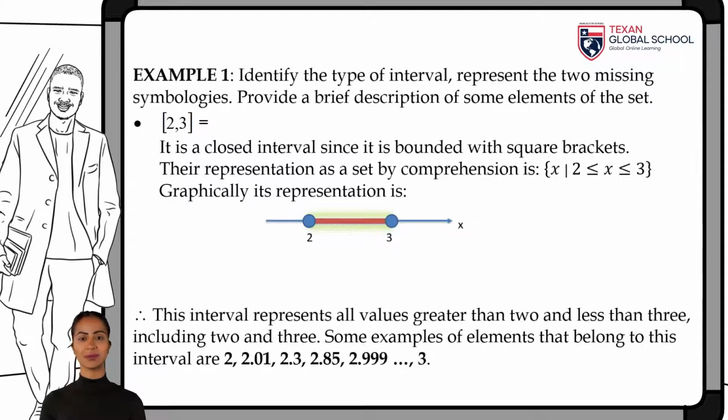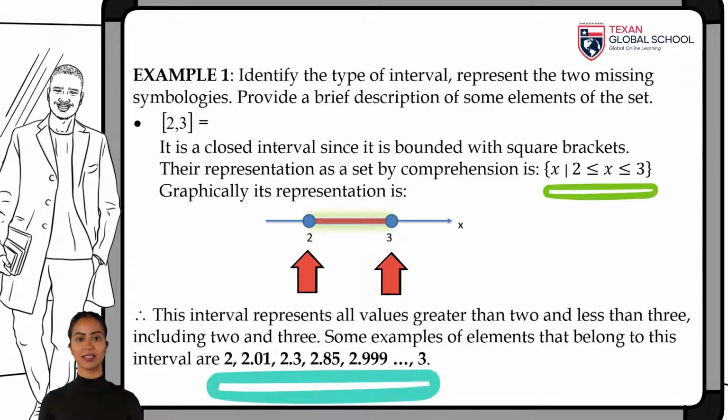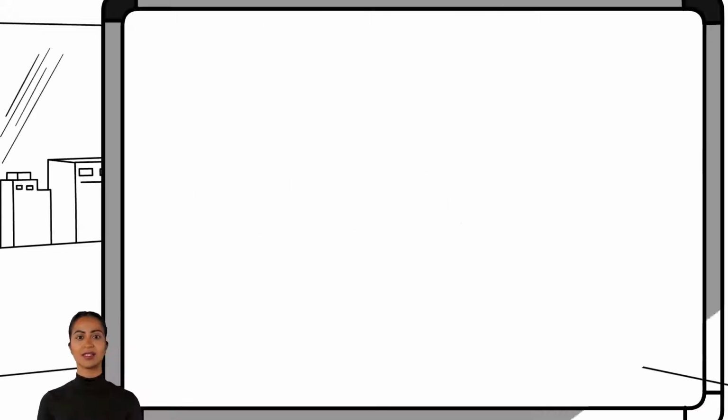Let's look at a first example. They ask us to identify the type of interval and to represent the two missing symbologies. We will make a brief description of the elements of the set. As we can see, it is an interval closed by both ends since it is bounded with square brackets. Their representation as sets by comprehension, and their graph represent all values greater than 2 and less than 3, including 2 and 3. Some examples of elements that belong to this interval are 2, 2.01, 2.3, 2.85, 2.999, 3.